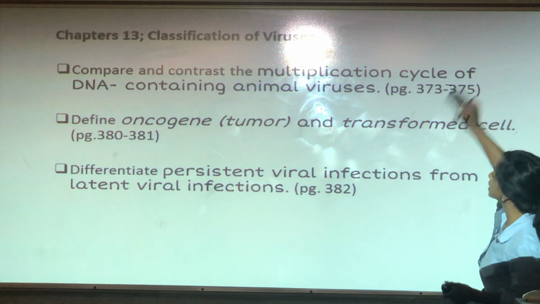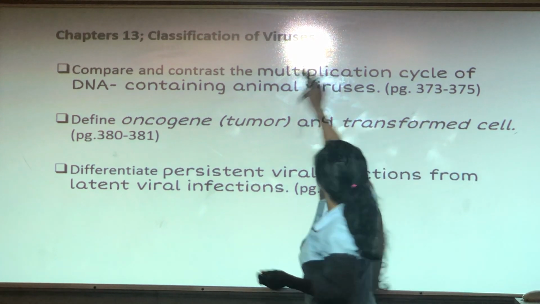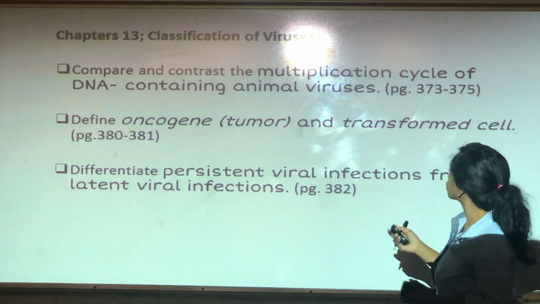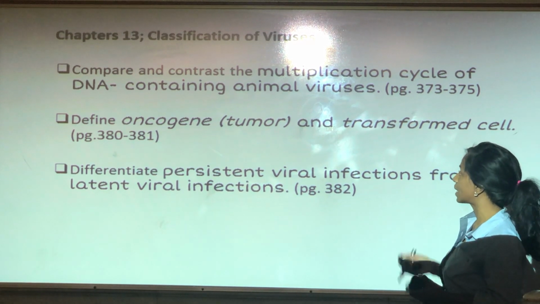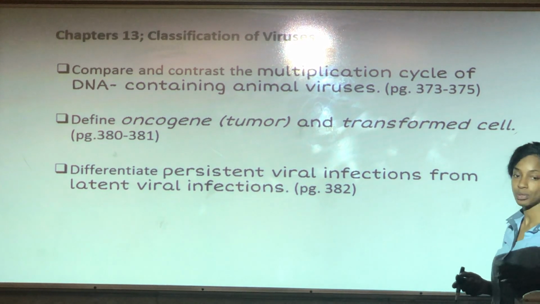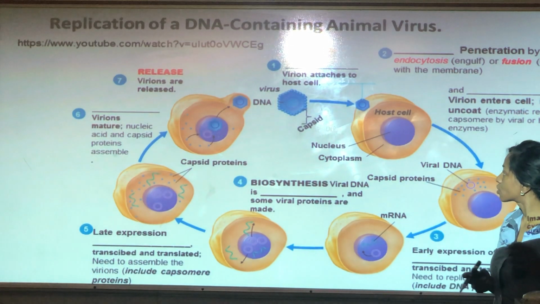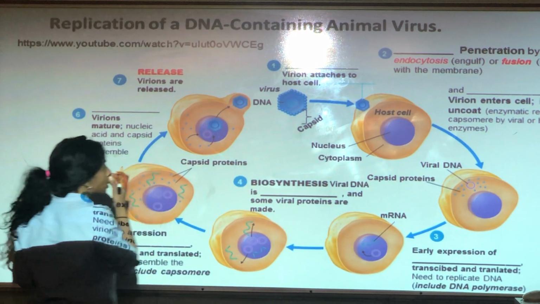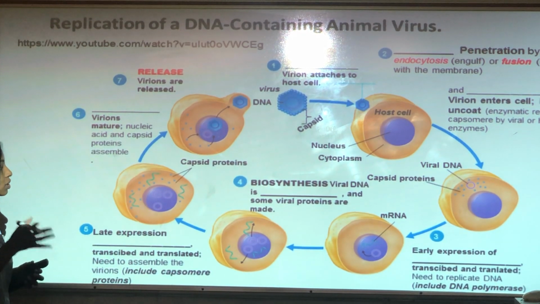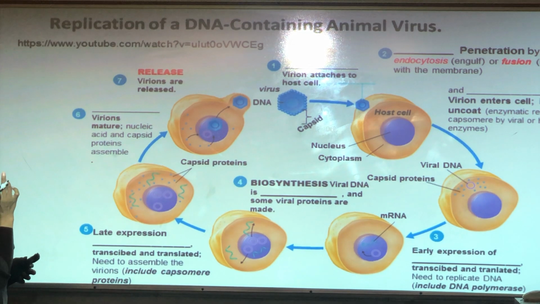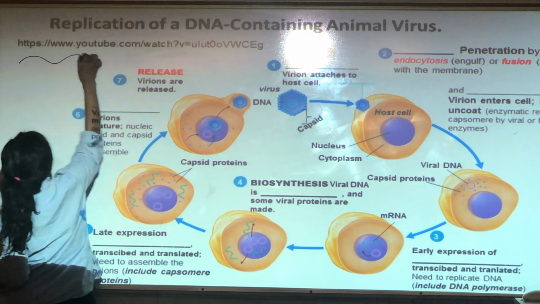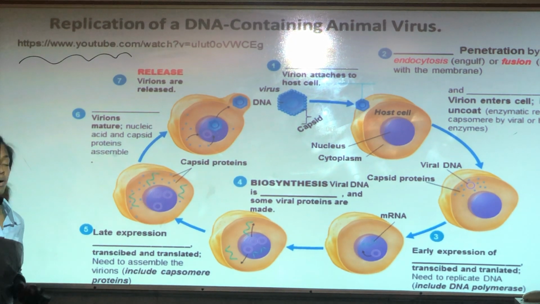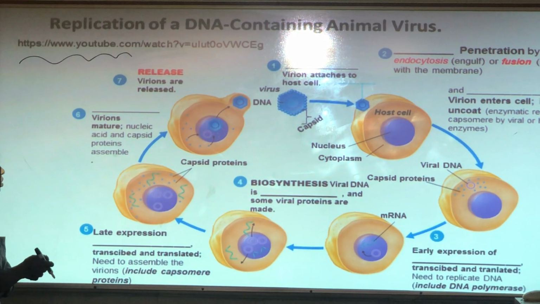So to give us an idea of how these viruses grow in our host cells, we're going to look at the multiplication of the DNA containing animal virus. So how do they infect? This is our diagram from the book to go over how they infect cells, and you can also watch this video. You can copy and paste the link to get an overview of how these viruses infect cells.